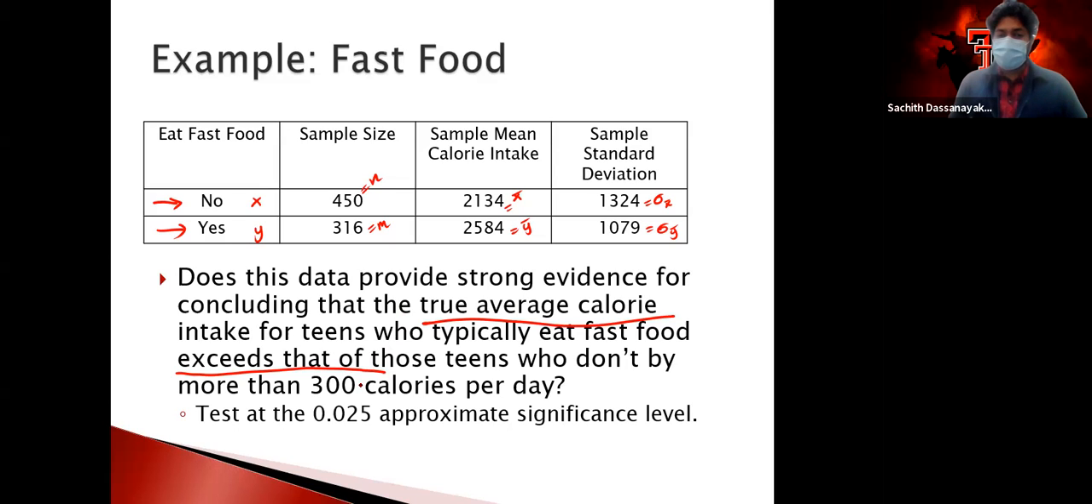Yeah, the true average is this one, 300, for teens who typically eat fast food, exceeding that of those teens who don't, by more than 300 calories per day. So exceeds means it's greater than. Okay, this is definitely a one-tail test. Which side? That's the case: exceeds.